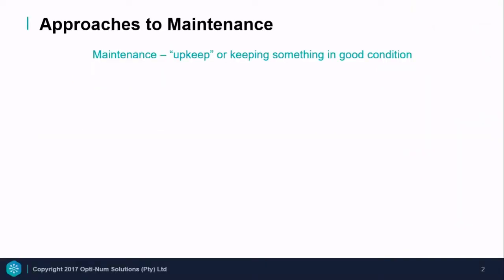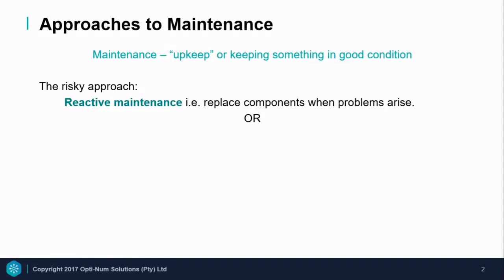Firstly, I'd like to clarify, every time I refer to maintenance, I am referring to the upkeep of equipment or keeping something in good condition. To illustrate the different types of maintenance, we'll look at a simple example, like your car. Some people might say, I'll cross that bridge when I come to it. This is the approach of reactive maintenance, when you only replace or repair components once they break or give you problems. This can become very risky.